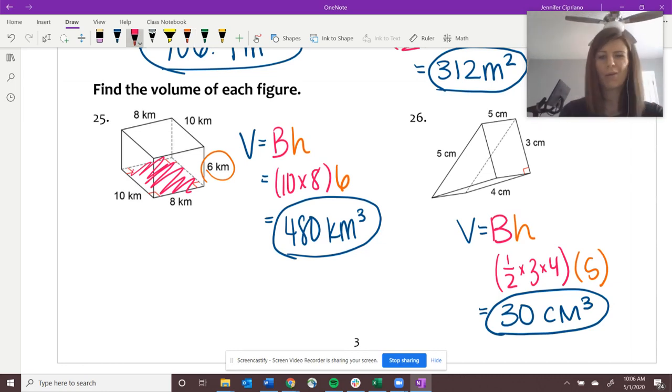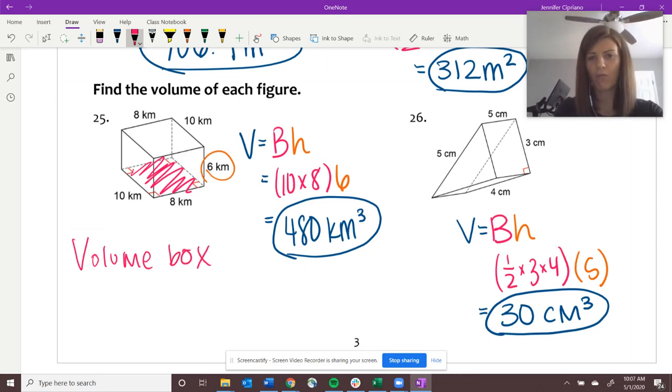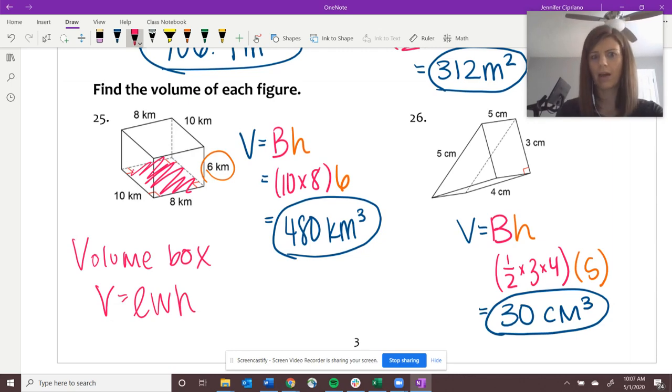It might help you to remember, this could be useful, especially on the SAT and stuff: the volume of a box, which is kind of the generic name for a rectangular prism, is always going to be length times width times height. A lot of you might remember that from middle school. So you can think of it as area of the base times height, or you can also just think of it as length times width times height. But that only works for rectangular prisms.